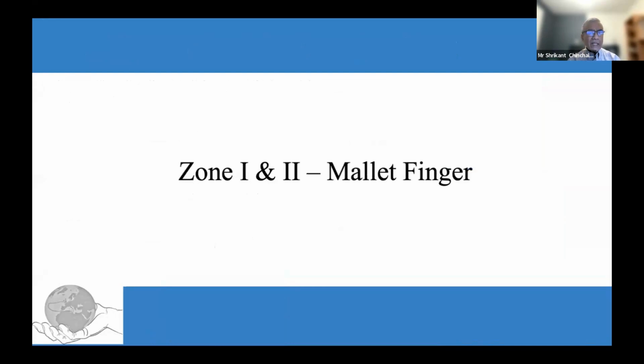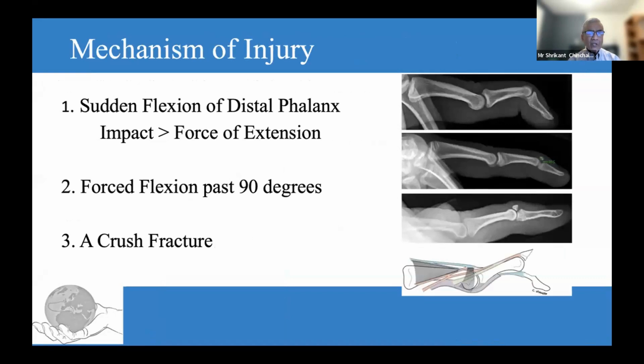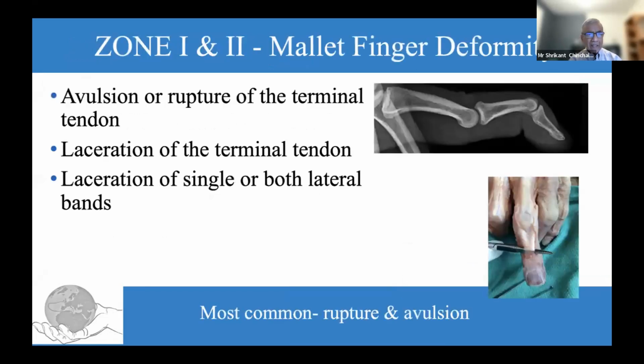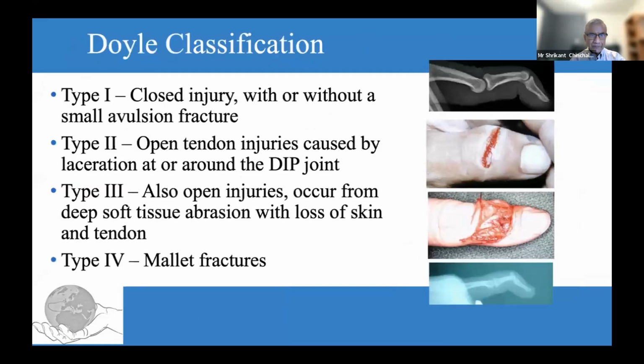So now we'll go through systematically from zone 1 onwards and discuss these injuries. The mechanism of injury is well known. It's a hyperflexion of the distal phalanx. The impact is so severe that you may have either a pure tendon rupture, as you see in the first X-rays, or patients may have a bony mallet, with a bony fragment getting pulled off proximally. So most commonly we see ruptures or avulsion, or it may be caused by laceration of the terminal tendon, as you see right there, or laceration of single or both lateral bands.